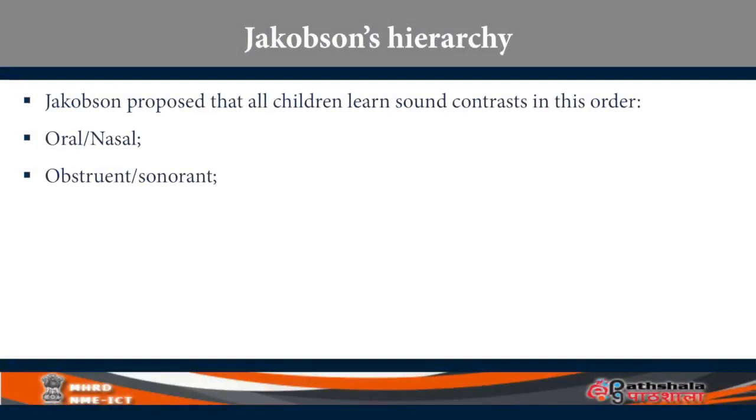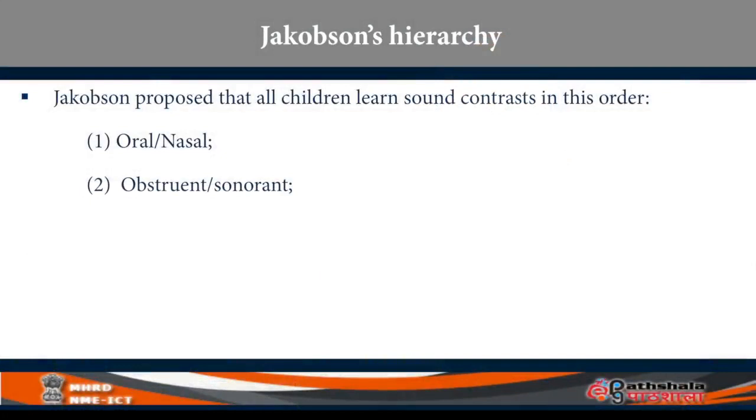Once the distinction is acquired, they go to the next contrast, which according to him is obstruent versus sonorant. What is the main difference between obstruent and sonorant? In obstruents, which are basically stops, fricatives and affricates, we are stopping the air stream for a few milliseconds, whereas in most sonorants, we don't stop the airstream. And also, in the speech perception module, you would have learned obstruents are not as loud as sonorants. Sonorants are very loud. What are sonorants? Nasals, vowels, semivowels, laterals, trills. So the obstruent versus sonorant distinction is acquired by children.